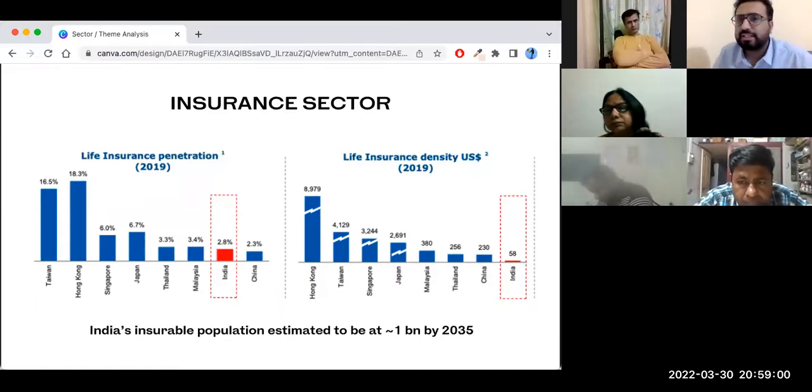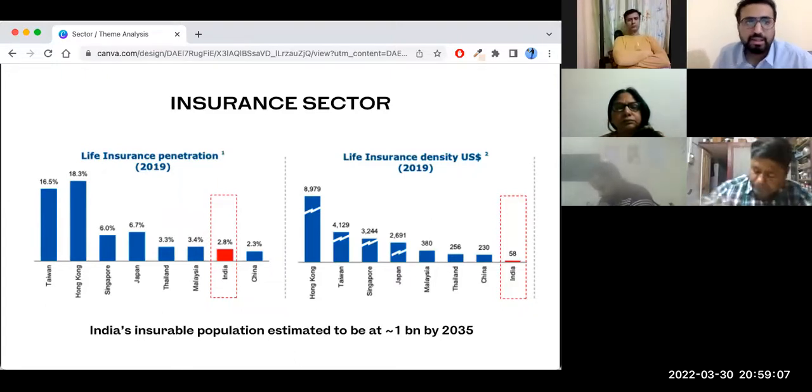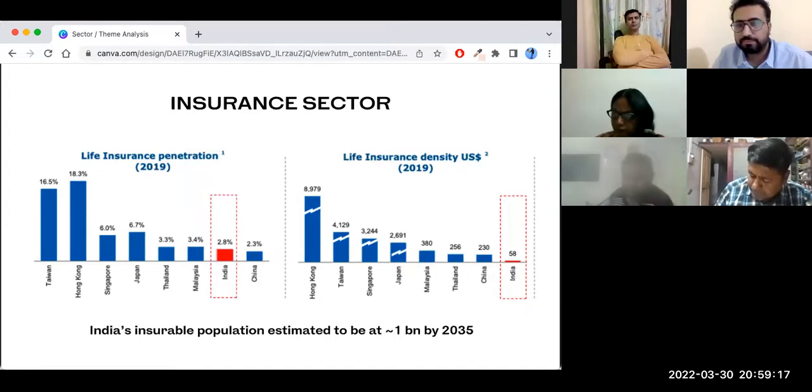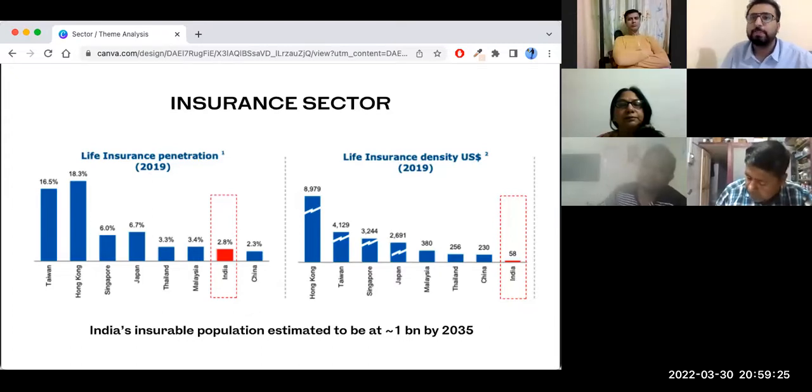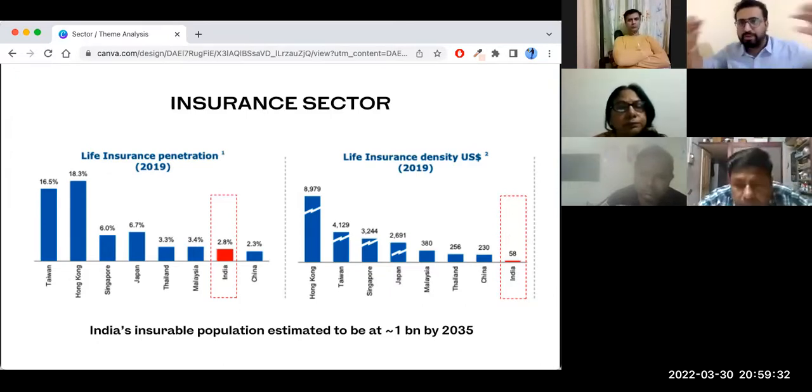So the insurance sector, very clear. Highly underpenetrated sector in India. Life insurance penetration in 2019 was only 2.8%. Srisha is asking what would be the logical way to further double click and zero in on a particular stock. That we'll cover in the company analysis part. Once we have a subsector, we'll make a list of companies, do a comparison, and pick the winning company from there. That'll happen in the company analysis part.